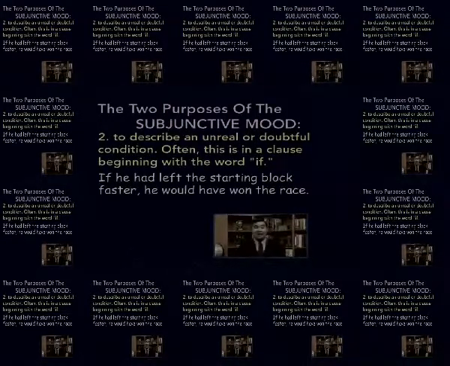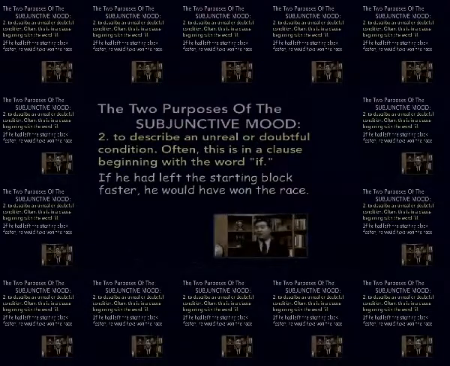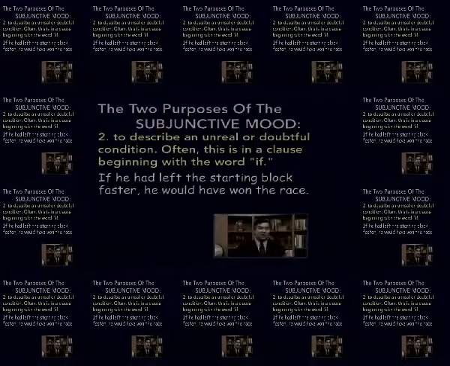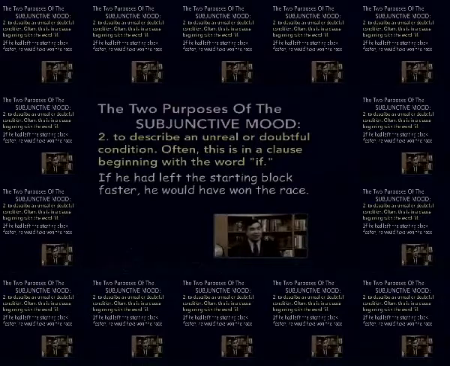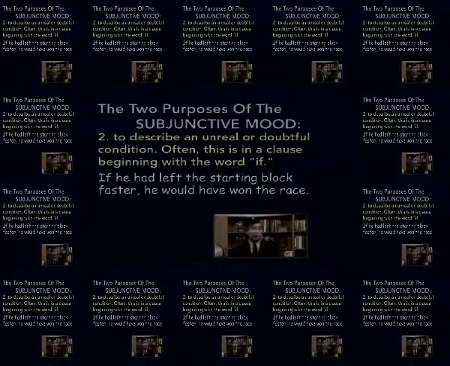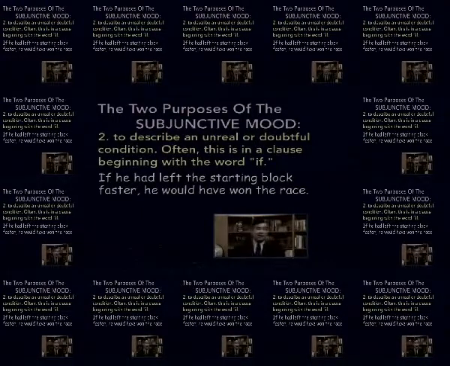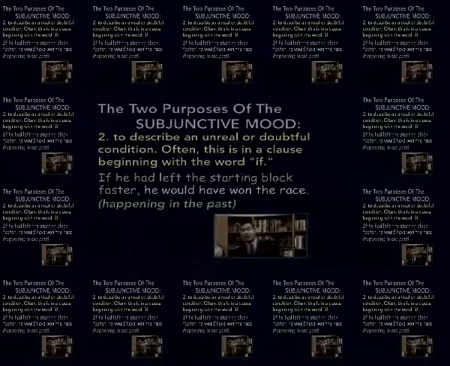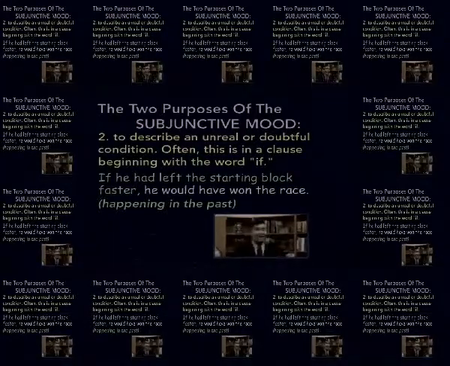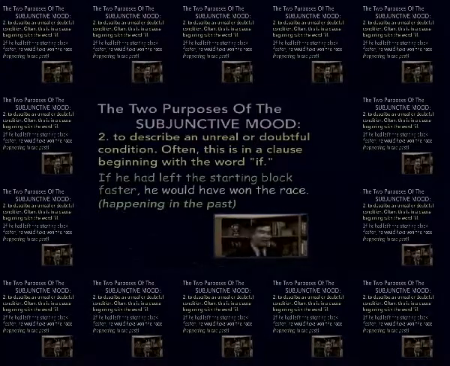Once again, it happens to be in a clause beginning with if, which is often the case, although not always. So here we have an unreal condition being described. We want the subjunctive mood. Once again, to determine the correct form of the subjunctive mood, we have to think about whether we're describing something happening now or in the past. Well, in this sentence, we're describing something happening in the past. The race was in the past. He lost the race. He might have won if he had left the starting block faster. So we're talking about something happening in the past.